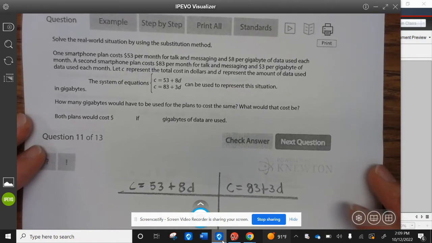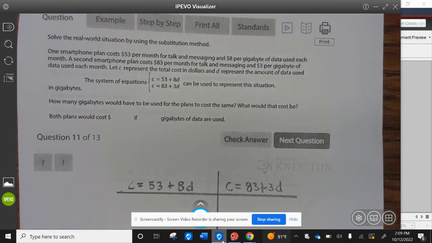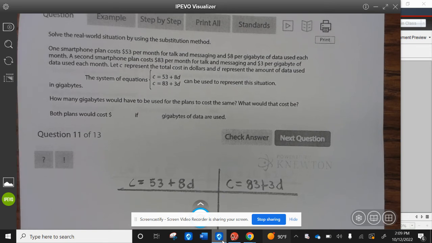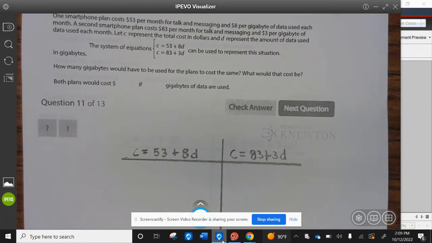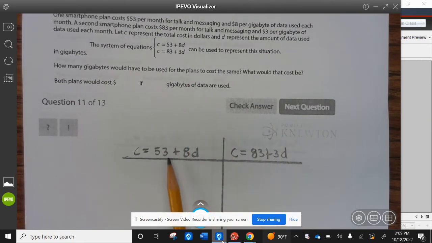All right. Solve the real-world situation by using the substitution method. One smartphone plan costs $53 per month for talk and messaging and $8 per gigabyte for data use each month. A second smartphone plan costs $83 per month for talking and messaging and $3 per gigabyte of data used each month. Let C represent the total cost in dollars and D represent the amount of data used. So we have our system. And to solve our system, we have our equations here. Okay, now they're both solved for C, so that means they're both equal to each other.